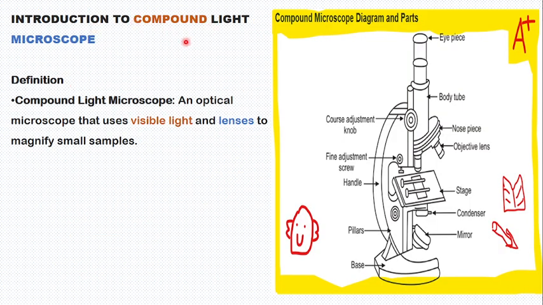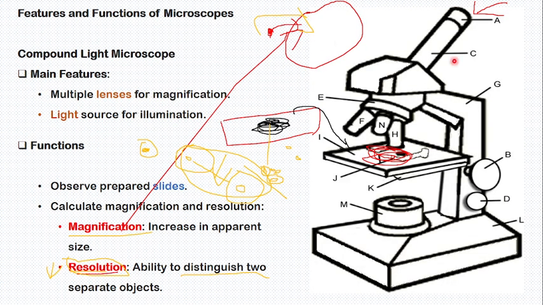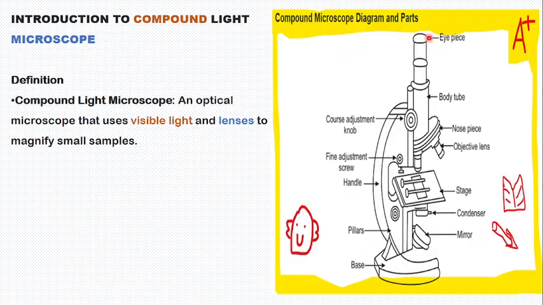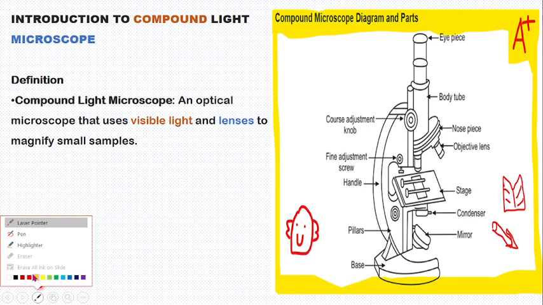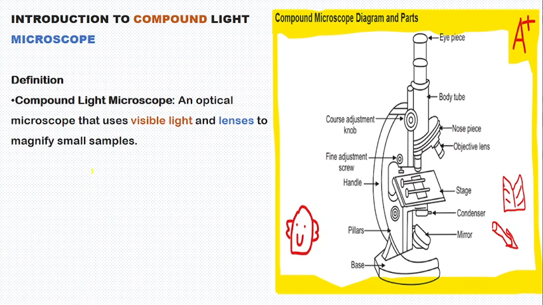I told you in the beginning that microscopes can be either light microscopes or electron microscopes. Those are the two types of microscopy. So let me start with number 1, called light microscopy. When we say light microscopy, you understand the word light. So we are going to talk about light microscopy.